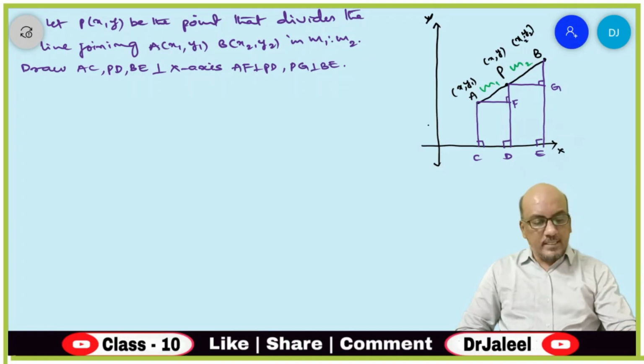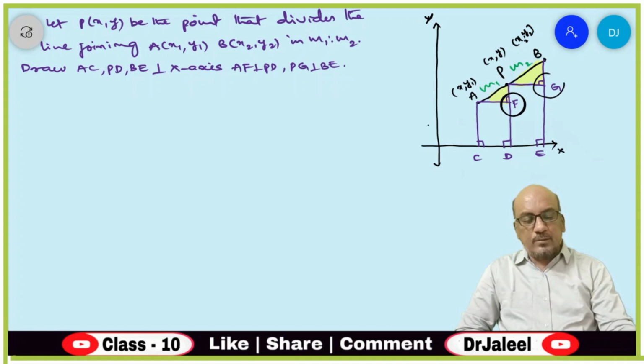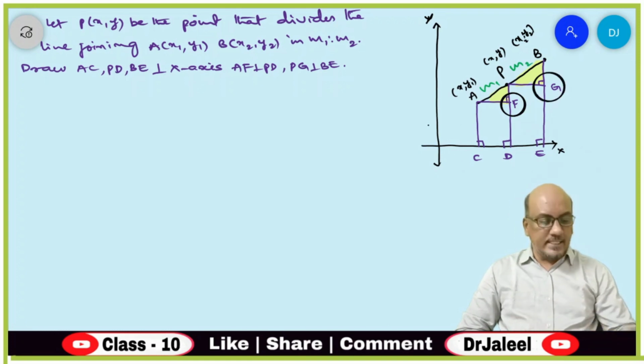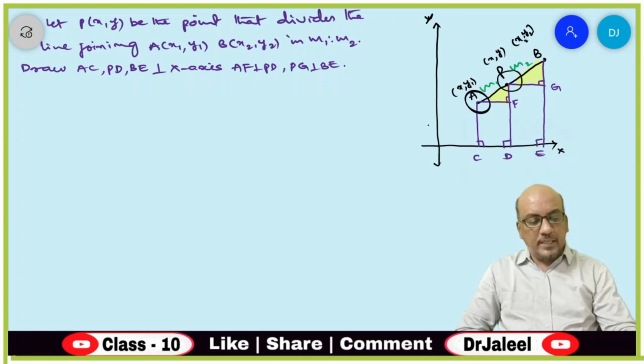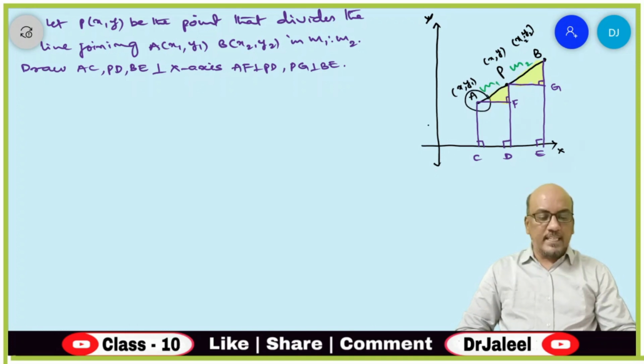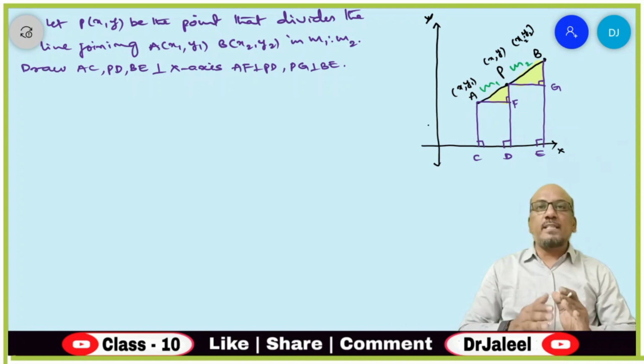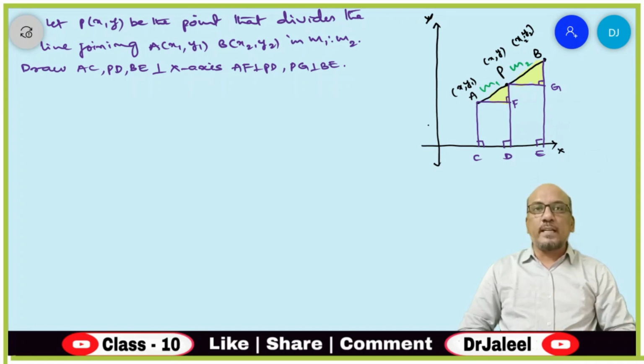Children, here we can see 2 right angle triangles, that is AFP and PGB. These two right angle triangles are similar. How can you prove that? Because angle F is equal to angle G. They are 90 degrees, we have constructed in that way. And then angle A is equal to angle P. Why? Because they are corresponding angles. So we see that these two triangles are similar, and we will compare their sides. But before comparing the sides, we should know the lengths of the sides.